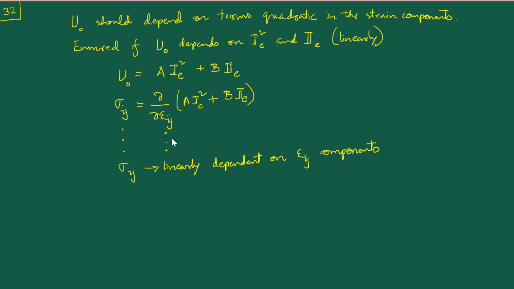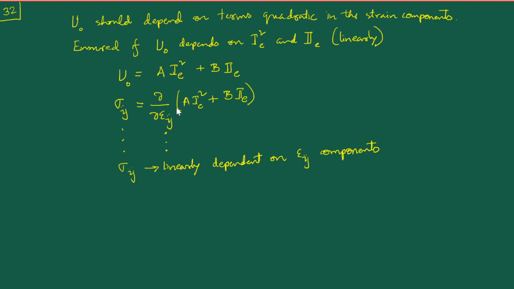But what I'm really hiding from you is that when I'm arguing for the case that u0 depends on this IE square and 2e, in that argument itself I'm specializing to the case of isotropy. For non-isotropic behavior, you'll have a little bit more general expressions. So let's not get into all of those things.